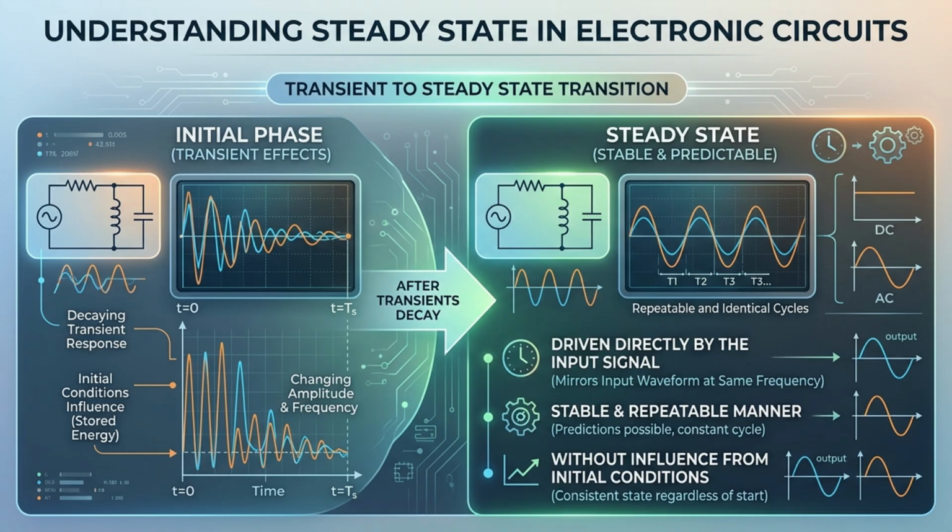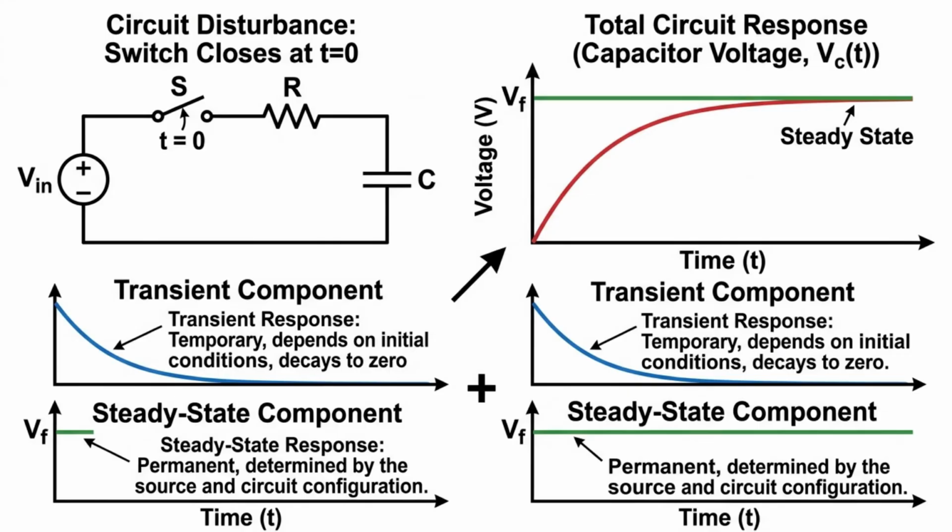In this condition, the system behaves in a stable and repeatable manner, often driven directly by the input signal without influence from initial conditions. The transient component is the part of the circuit response that depends on initial energy stored in capacitors and inductors. It represents how the system transitions from one state to another after a disturbance such as switching, signal application, or load change.